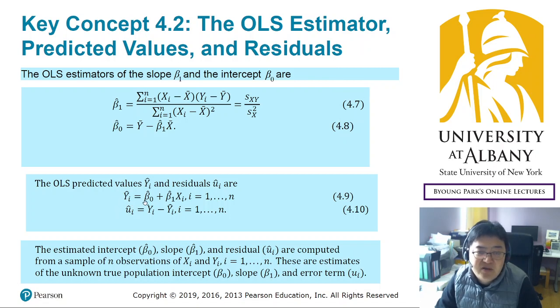Y hat is defined simply by plugging the estimated intercept and the estimated slope into the regression line. So this is how you predict: once you obtain beta 0 and beta 1, you predict y this way. After you predict y, you can calculate the prediction error. Y hat is your predictor, and y is the real outcome. Their difference is your prediction error, denoted u hat i, which is called the residual.